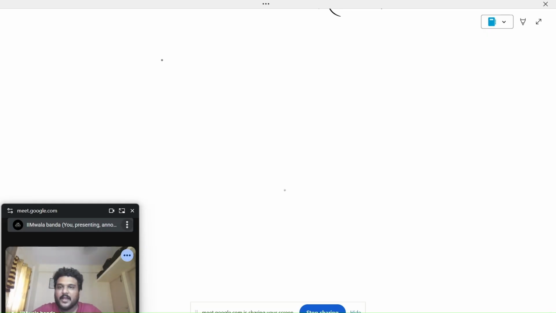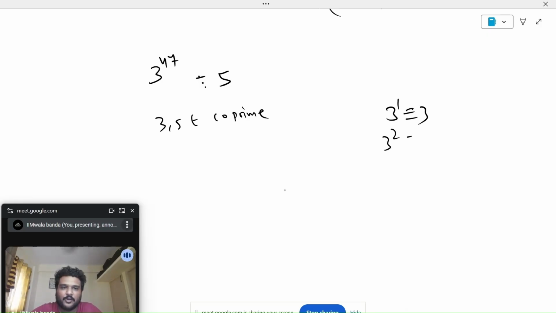For example, 3 to the power 47 divided by 5. I know 3 and 5 are co-prime. So let's do it with cyclicity first, okay? 3 to the power 1 will give you 3. 3 to the power 2 is 9, which will give you 4 as remainder. You don't do the full power when you're finding remainders, okay? 3 to the power 3, again, don't do 3 to the power 3. 4 into 3, 12. 12 will give you 2 as remainder. 3 to the power 4, 3 into 2, 6, which will give you remainder 1. Now it will get repeated.